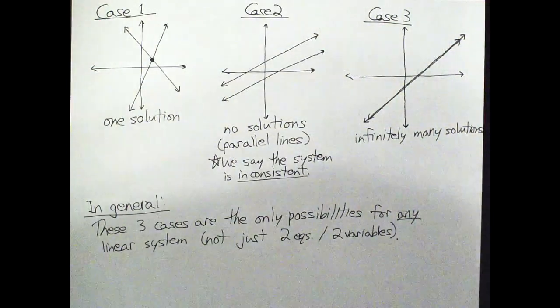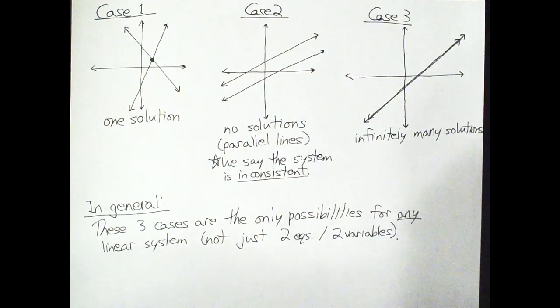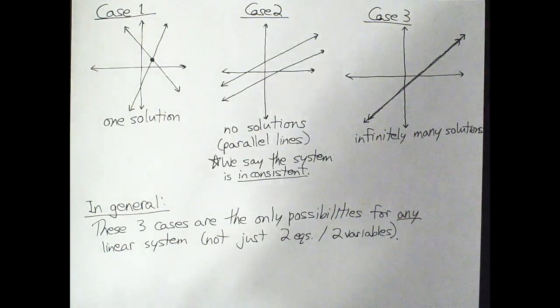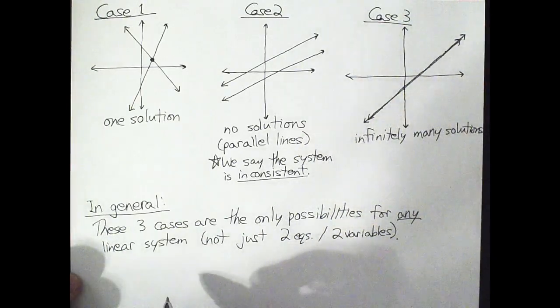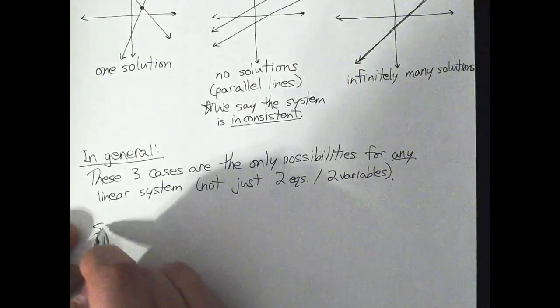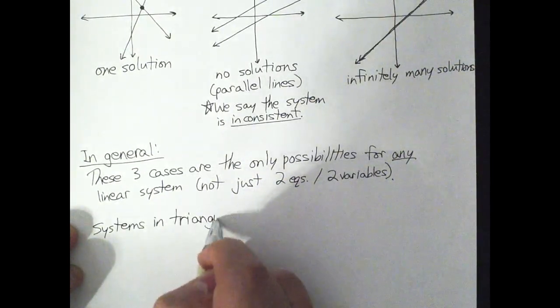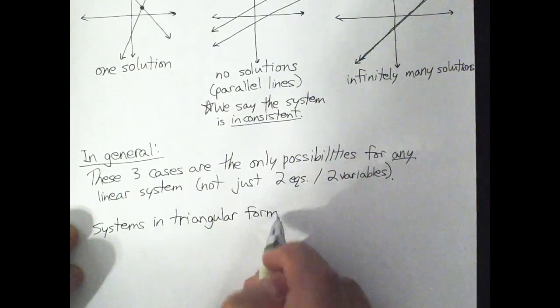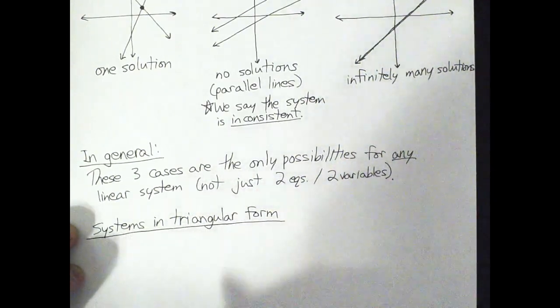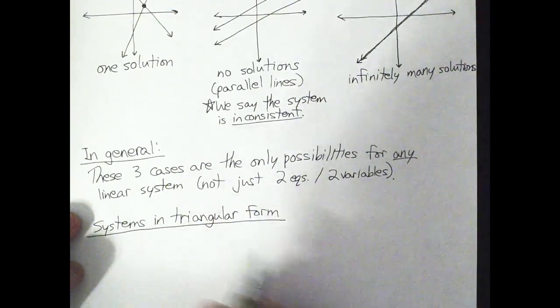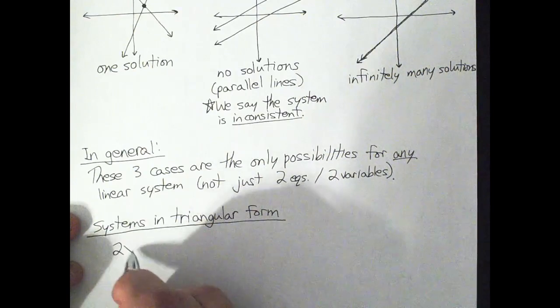So, next, our big goal is going to be to discuss how to solve systems, and there's a few ways to do that. First of all, we're going to start by talking about how to solve systems that are in a nice form. So let's talk about systems in triangular form. I'll show you an example of one. I think triangular form is really best explained by example.